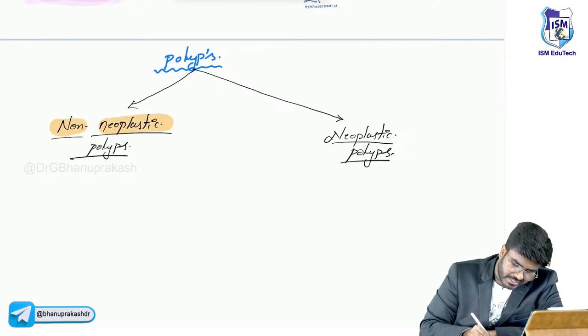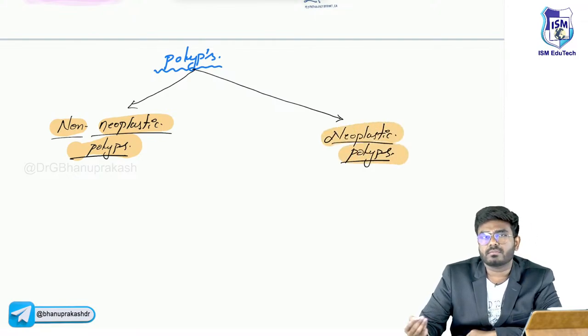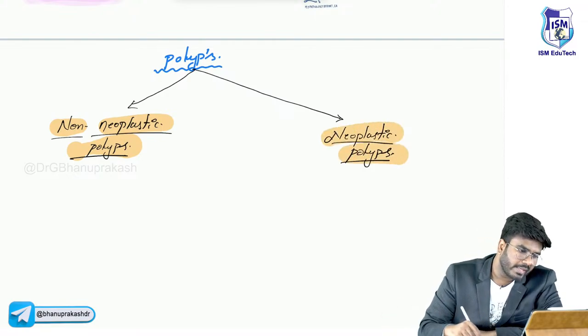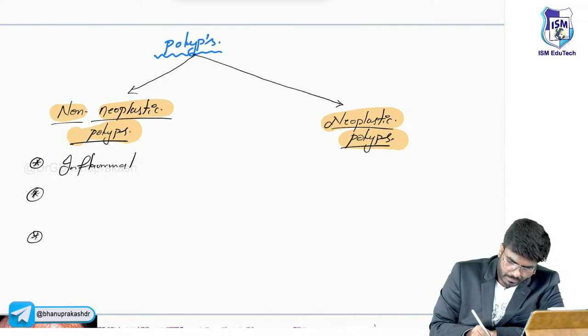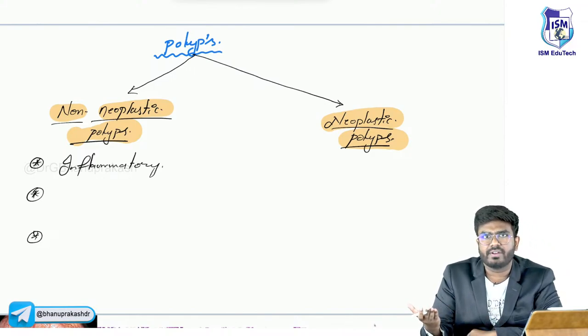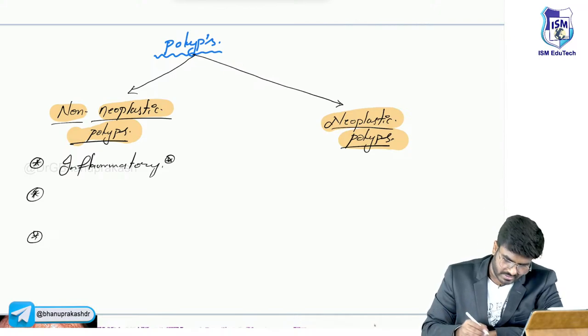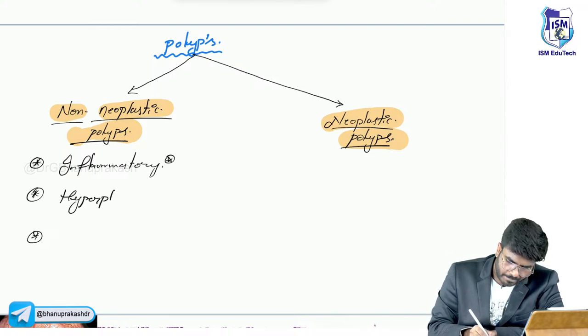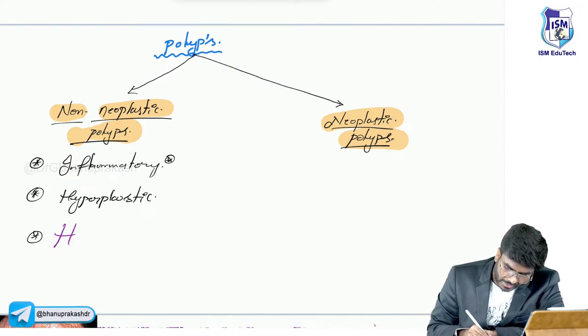Now you can ask me, sir, what are non-neoplastic polyps? Non-neoplastic polyps usually do not turn into cancer. Then what are the neoplastic polyps? They will turn into cancers. Now what are the examples of non-neoplastic polyps? There are three types. They are inflammatory polyps, because of some inflammatory pathology like inflammatory bowel disease; pseudopolyps you have seen. Inflammatory polyps means because of some inflammatory process, the mucosa grows and forms polyps. Next, hyperplastic polyps, and last, very, very important, hamartomatous.